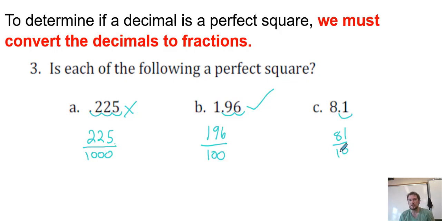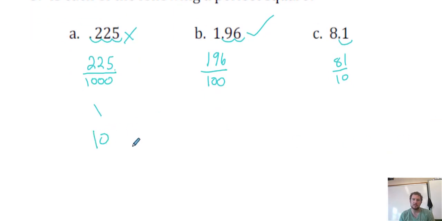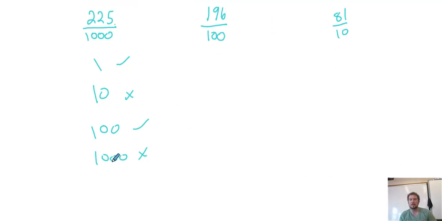It might be helpful to know which base 10 numbers are perfect squares. So 1 is a perfect square. 10 is not. 100 is. 1,000 is not. And so on. They keep alternating. 10,000 is, 100,000 wouldn't be, 1,000,000 would be, and they just keep alternating. Yes, they are. No, they're not.